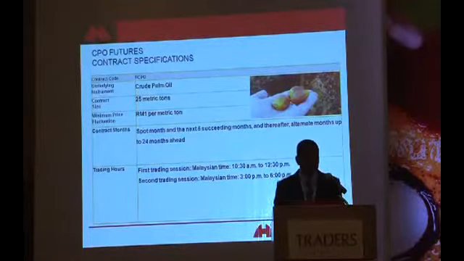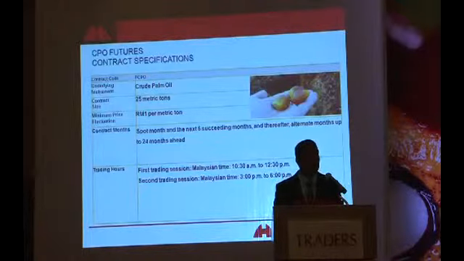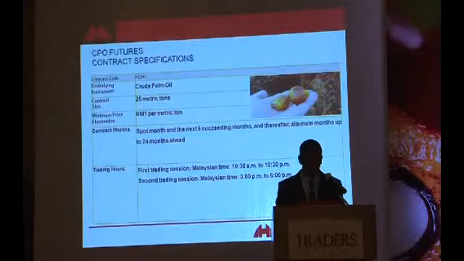For trading, we have first the spot month. The current spot month is July. June has expired. I'll let you know later why June has expired and how it goes. So the spot month is July, and the next 5 succeeding months, and thereafter alternate months up to 24 months ahead. Trading hours, morning session 10:30 to 12:30. Second session is from 3 o'clock to 6 p.m.